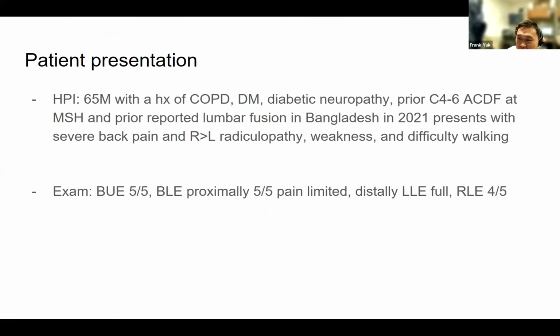This is a 65-year-old male. He has a history of COPD, diabetes, prior C4-6 ACDF, which was done here at MSH, and prior reported history of lumbar fusion in Bangladesh in 2021, and presents with severe back pain and right greater than left radiculopathy, weakness, and difficulty walking. On exam, he's full strength in the uppers and lowers. He's approximately full strength, but distally on the right, he's 4 out of 5.